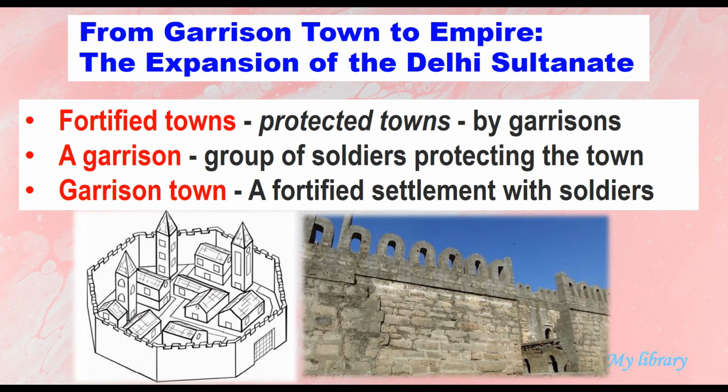From garrison town to empire, the expansion of the Delhi Sultanate. Fortified towns are protected towns with defensive walls. Here you can see one of the ruins of such defensive walls. These fortified towns were protected by garrisons. A garrison is a group of soldiers protecting the town or a city. So a garrison town is a fortified settlement with soldiers.